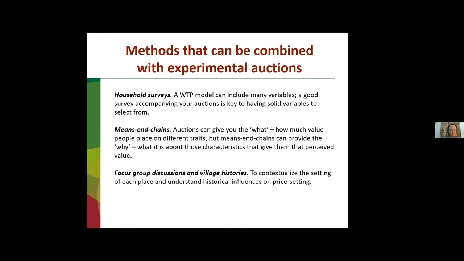There are many, many possibilities, and of course, a lot of socioeconomic indicators are kind of favored for this type of analysis. Another example is from the RTB Toolbox, so means end chains. Auctions can provide you the what, and what I mean is that they can help you to understand how much value people place on these different traits, and you get different price points, but means end chains can help you to understand why. So what was it about those characteristics that actually gave them that perceived value? So this is a really nice complement to auction data.